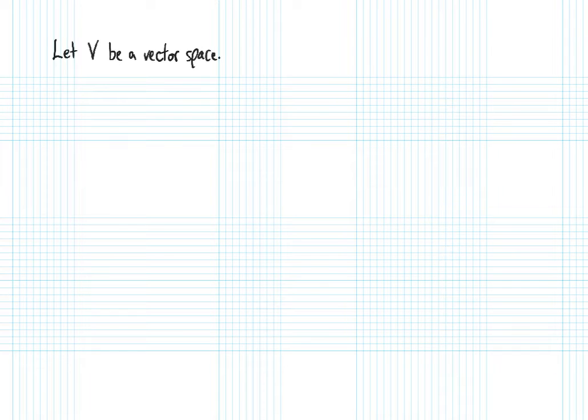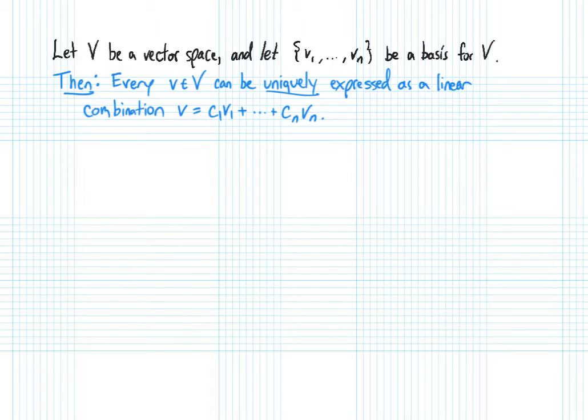Suppose you have a vector space V, and suppose that you have a basis for V consisting of vectors v1 to vn. Then one of the things that we know about a basis is that every vector in the vector space can be uniquely expressed as a linear combination of the basis vectors. In fact, that is the thing to know about a basis. That's the reason that we care about bases in the first place.